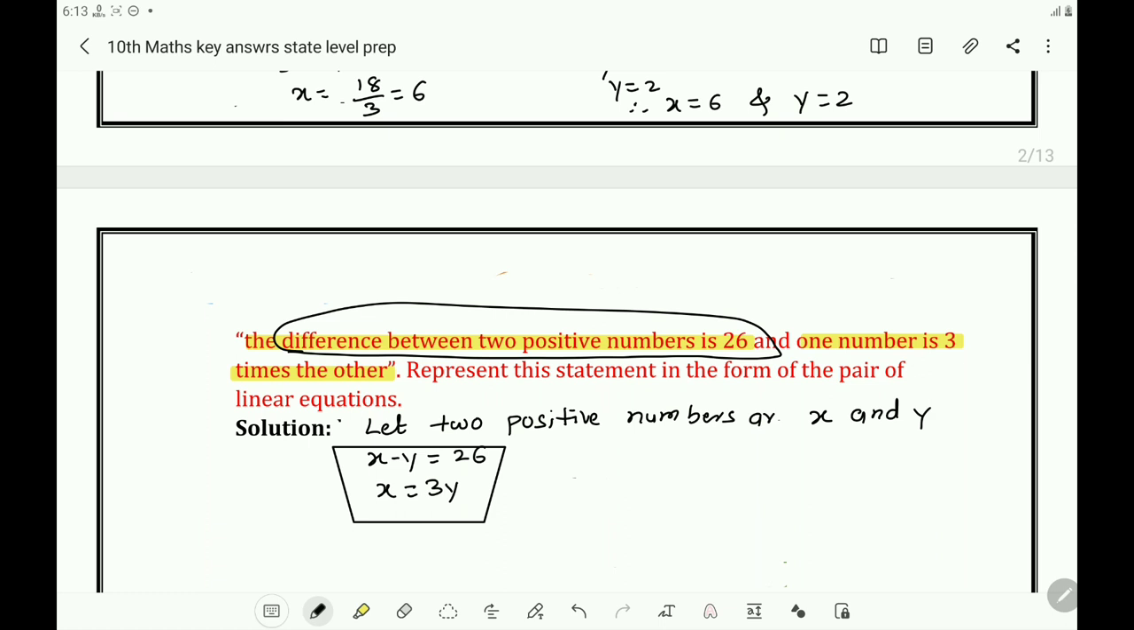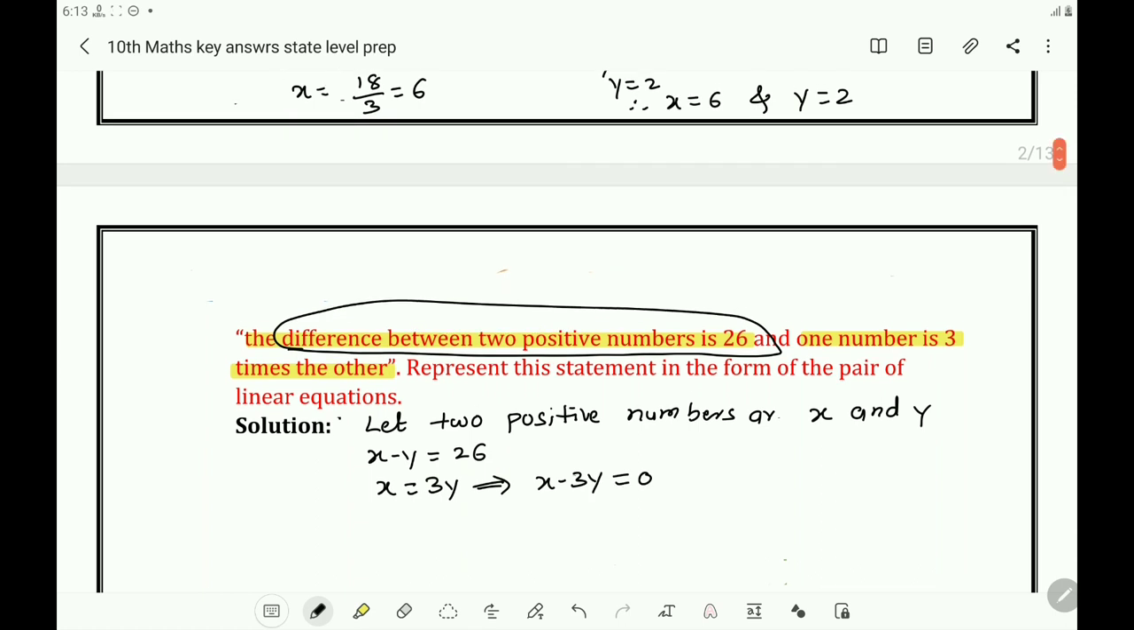Next one, this can be expressed as x equals 3y, that implies x minus 3y equals 0. So therefore the two equations are x minus y equals 26, x minus 3y equals 0.